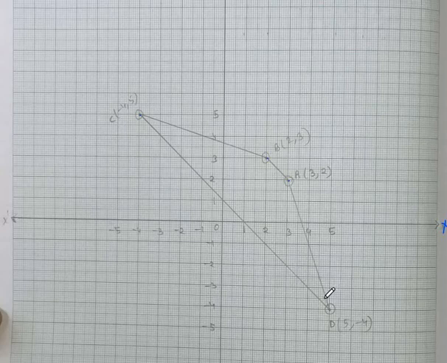Then D is 5, minus 4. From origin till this much is 5. X is positive, plus 5, and y is minus 4, negative. So come down and here you can put the point. You can circle it. Inside the bracket D, 5, minus 4.